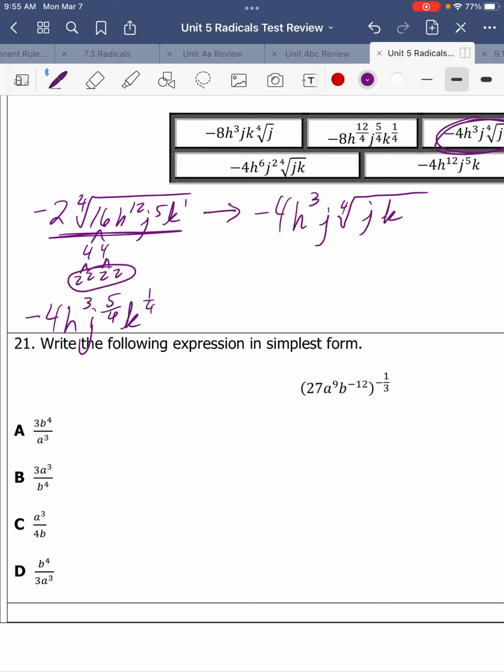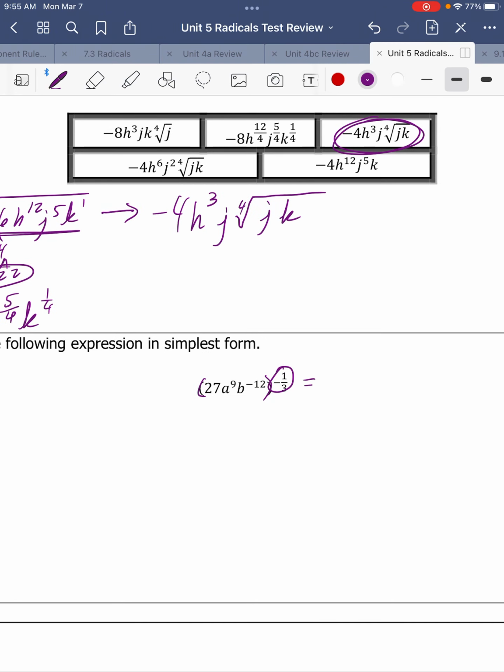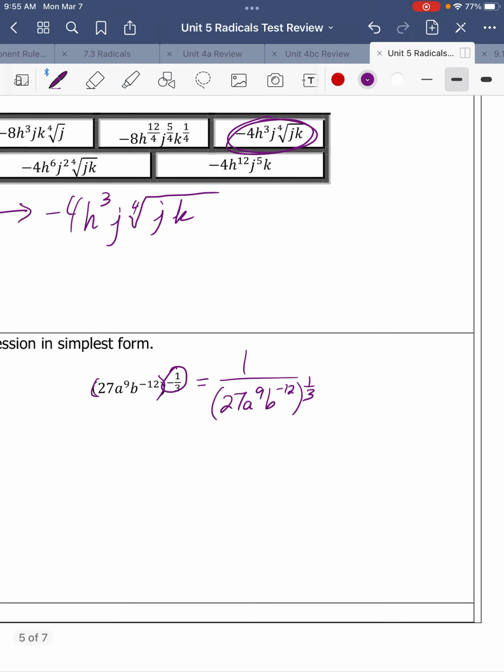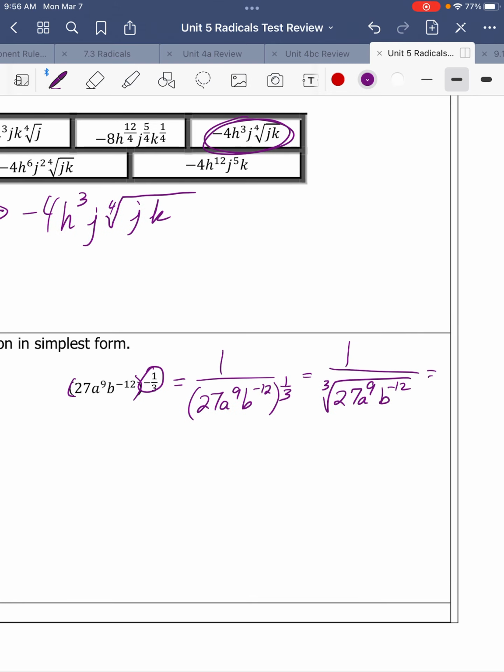All right, next one. Write in simplest form. I see on the outside, everything in parentheses is being raised to the -1/3. So that is the same thing as 1 over 27 a to the 9th b to the -12th raised to the +1/3. At this point, you can simplify in exponential form, but we've worked a lot harder on radical form, so I'm changing it to radical form. We could raise this to the 1st power, but that's not really going to change anything, so I'm going to take it off.